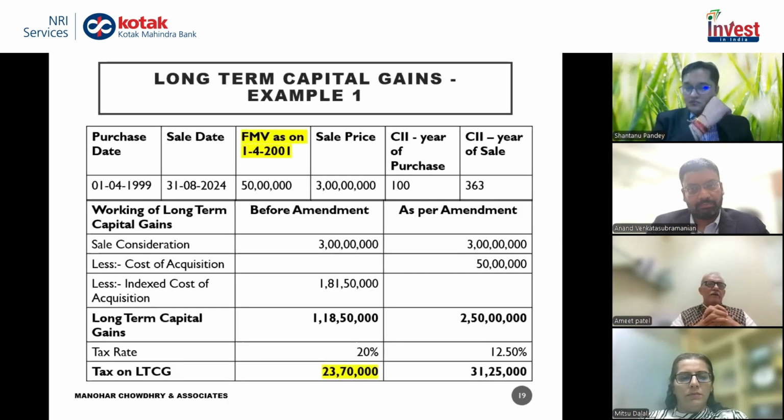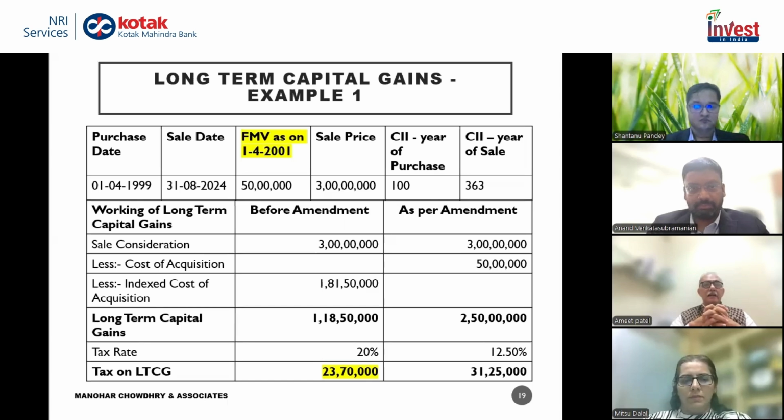Just to give you an example, this is all with respect to immovable property or residential house property. Let us say this person had acquired the property on 1st April 1999 and has sold the property on 31st August 2024, that is post 23rd July 2024. Now here, what has been highlighted in yellow is the fair market value, FMV, as on 1st April 2001.